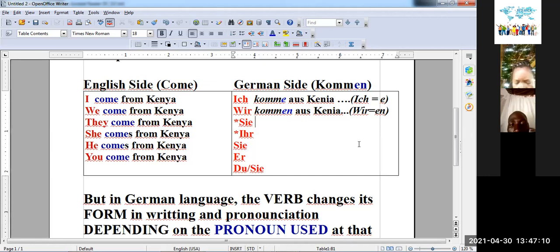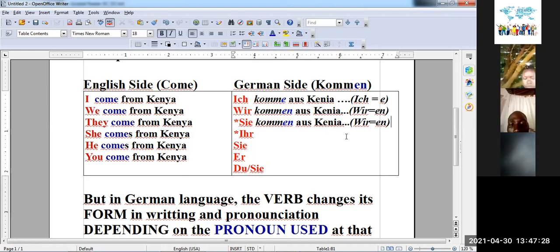With sie, you maintain the same. That's the goodness: sie doesn't change. The sie of plural, sie kommen aus Kenya. Same formula. Let me repeat the formula: sie kommen aus Kenya. So when you see sie of plural, just know we are talking about EN at the end.